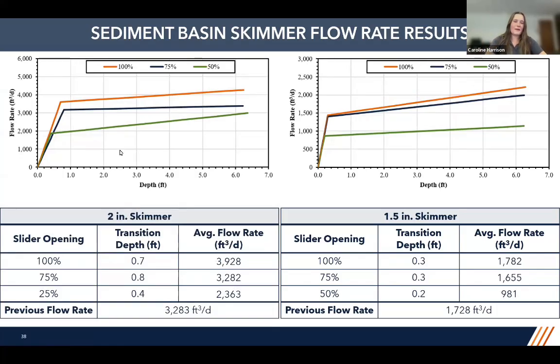Last two, our 2-inch skimmer manufacturer was close to 3,300 cubic feet per day. Our experimental max was close to 3,900 cubic feet per day, and that minimum about 2,400 cubic feet per day. For our 1.5-inch, our manufacturer was closer to 1,700. Our experimental was closer to 1,800. And finally, that last minimum flow rate here was close to 1,000 cubic feet per day.